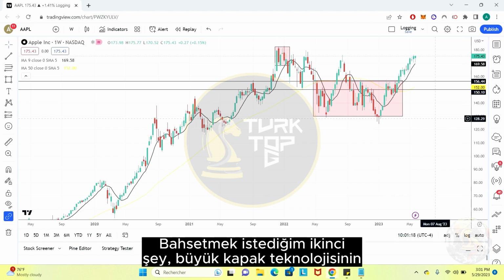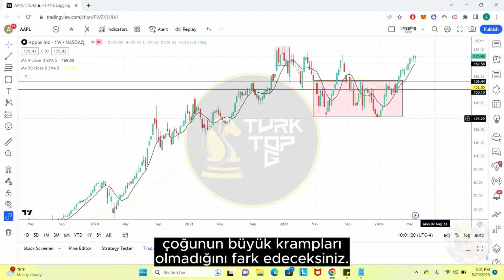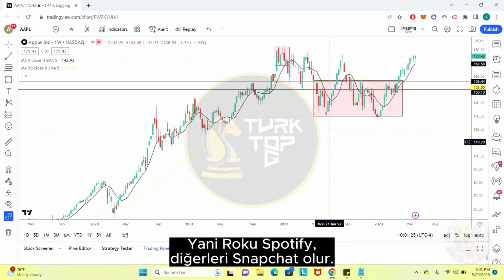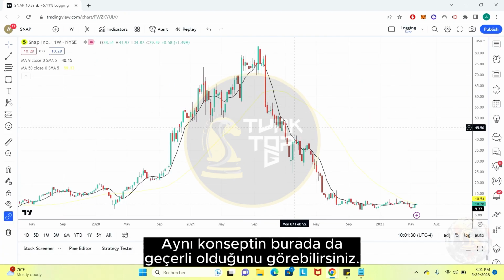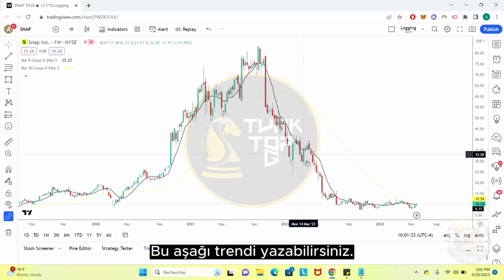The second thing I want to mention is you will realize that many of the large cap tech stocks do not have great downtrends. Roku, Spotify, other ones would be Snapchat. They had great downtrends. Okay. You can see the same concept would apply here. You can ride this downtrend.